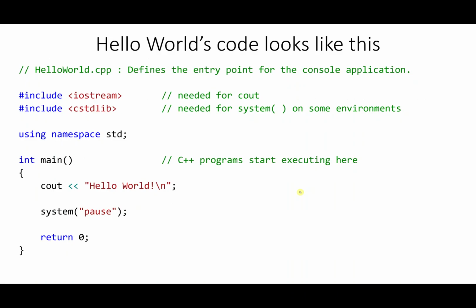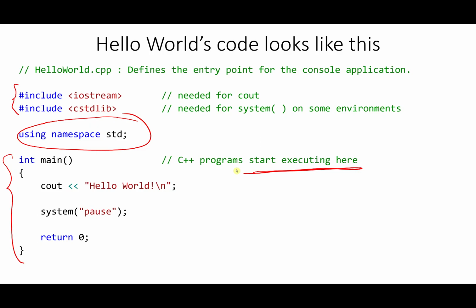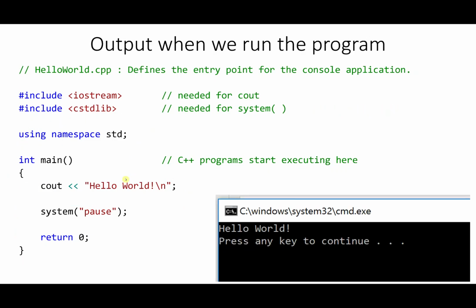So the Hello World code looks like this. You're going to find some include statements at the top of your code. Then using namespace std, we are going to talk about namespace later today, and you're going to find the main function. The main function is the start of your program. Every program must have a main function. Why? Because when the compiler starts executing your code, it goes directly to the main function and starts executing from the first line. So this is the first thing the compiler would see. If we run this program, you're going to find it printing hello world. We are going to talk about all these things lecture by lecture.